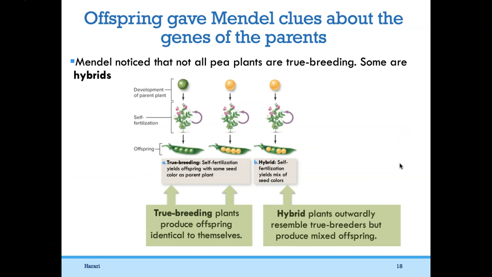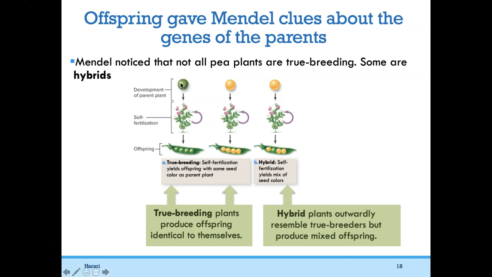And the offspring of some pea plants gave Mendel some clues about the genes of the parents. Right? He said that not all pea plants were true breeding. So he only wanted to use true breeding plants because they produce offspring identical to themselves. But not all plants are like that.